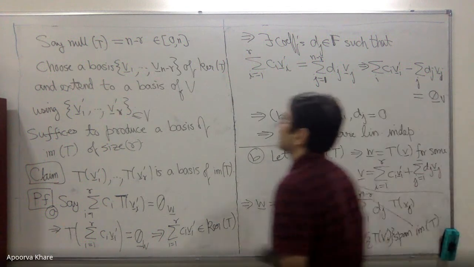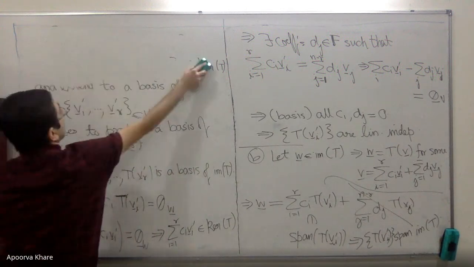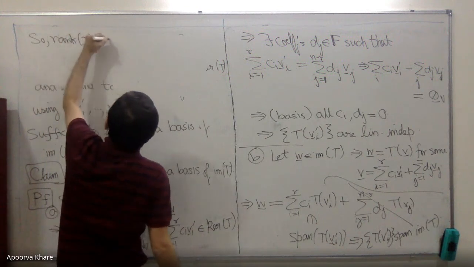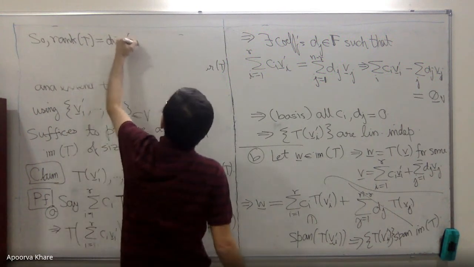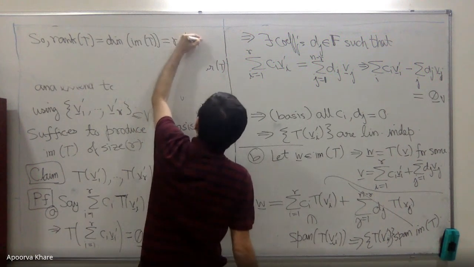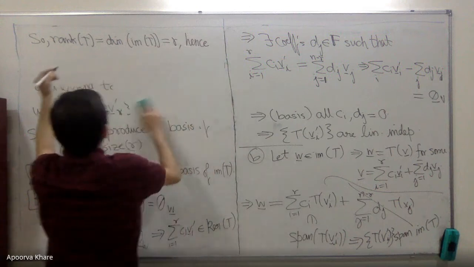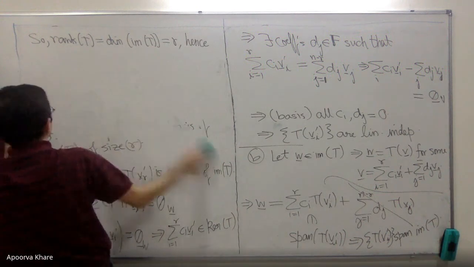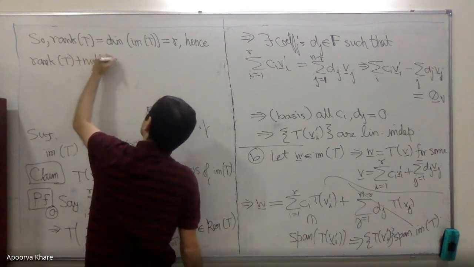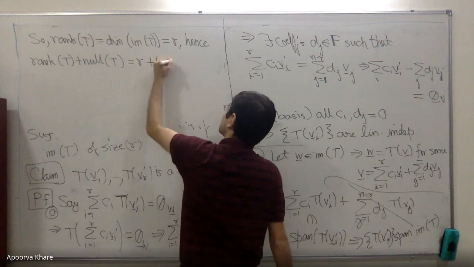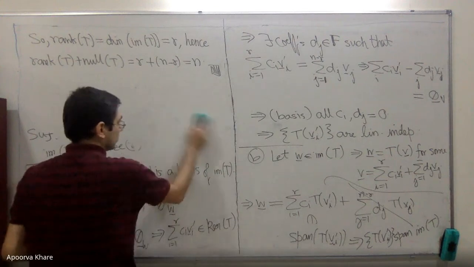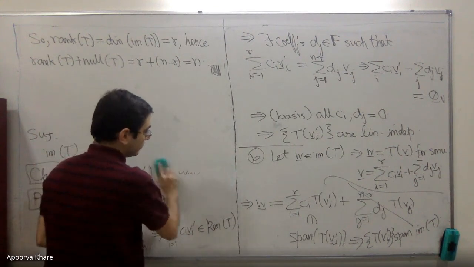Maybe I'll just say that finally. The dimension of the image is the size of the basis. Therefore, that is r, and hence rank of T plus nullity of T. The rank is r, the nullity by choice was n minus r. And that is what we wanted to prove. Okay, so that was just the rank nullity theorem.